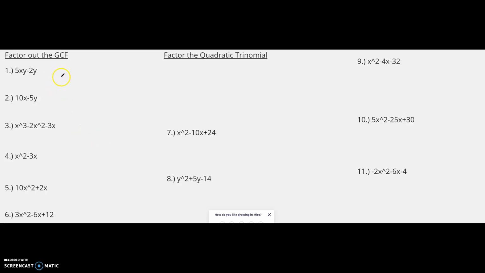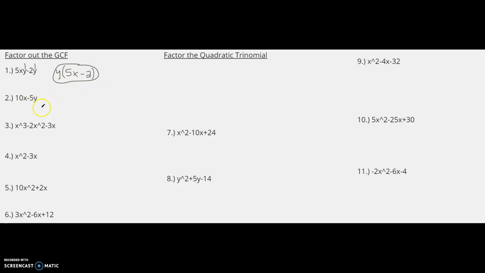First 6 problems here we're going to talk about factoring just using the GCF and factoring out the greatest common factor. So looking at number 1 here, we got 5xy minus 2y. The only thing in common is this y here. So we're going to factor that out, also known as dividing it out. Put it outside of parentheses, and what's left is 5x minus 2. And that is the factored form of that expression.